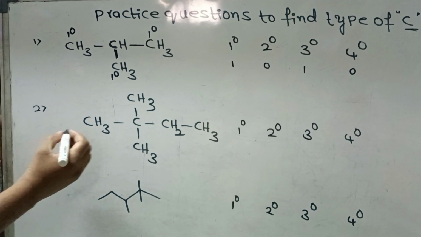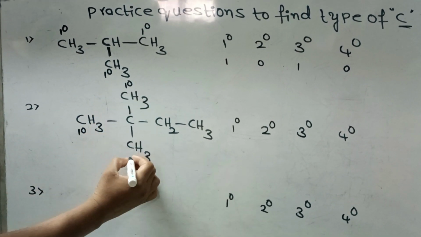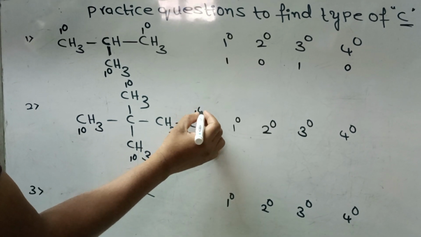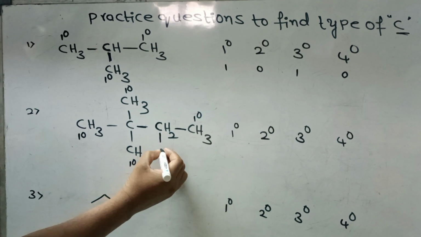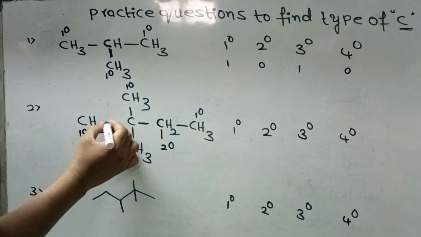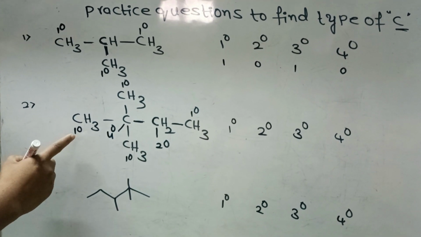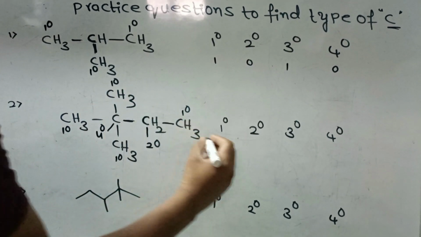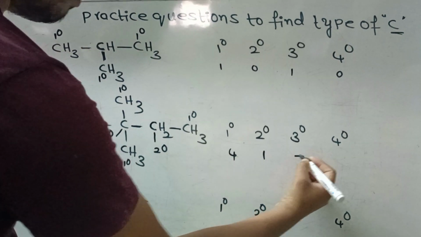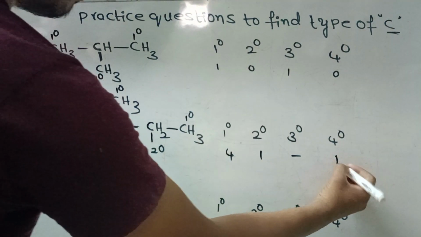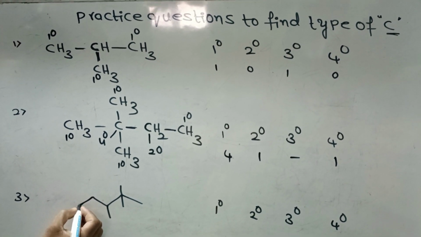And here this is a primary carbon, attached to only one carbon. This one is also primary, and this one is primary. And this carbon is directly attached to two carbons, so it is a secondary carbon. And this carbon is attached to four carbons: 1, 2, 3, 4. This is a quaternary carbon. The primary carbons are 1, 2, 3, 4. Secondary carbon is 1. There is no tertiary carbon. Quaternary carbon is 1.